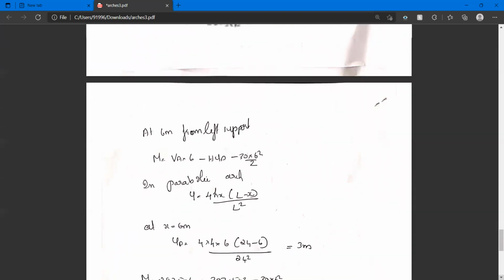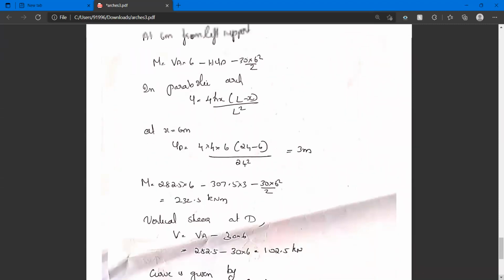Now you should take the equation for parabolic arch. Equation for parabolic arch is y is equal to 4hx into L minus x by L square. We have seen it earlier. Suppose we are taking x is equal to 6 meter, then yD is equal to 4 into 4 into 6 into 24 minus 6 by 24 square. That way we should find out yD for a parabolic arch. You have already seen how we find yD in the case of a circular arch. For parabolic arch, you should take the equation directly. Once you find yD, you can find out the moment at that particular point.